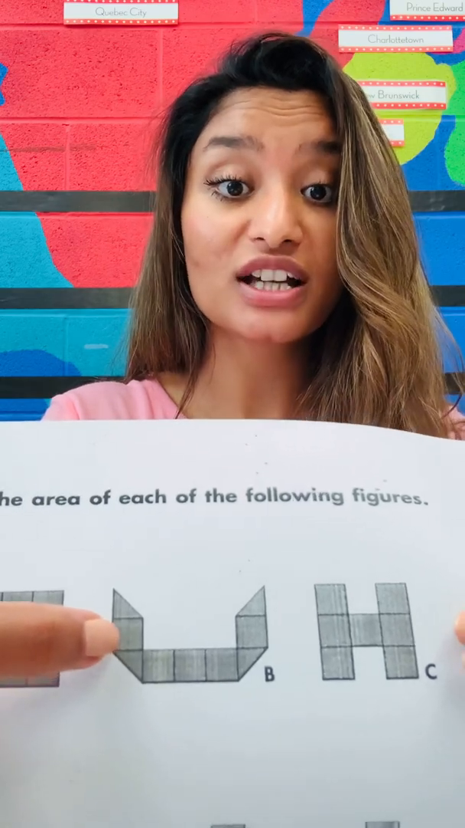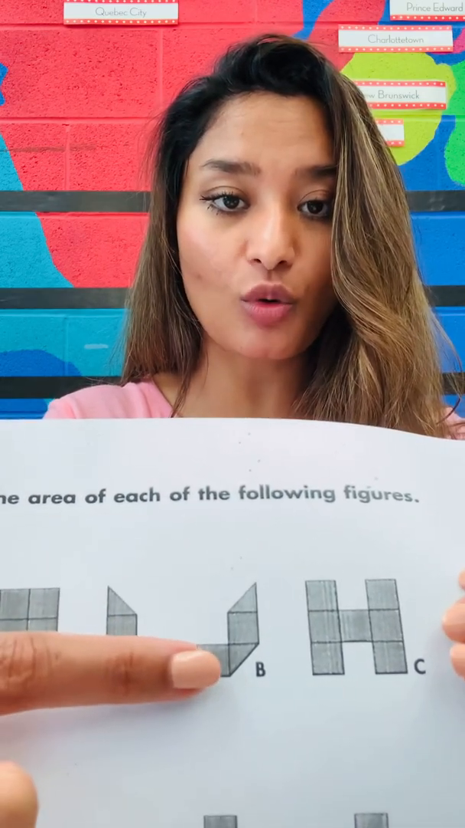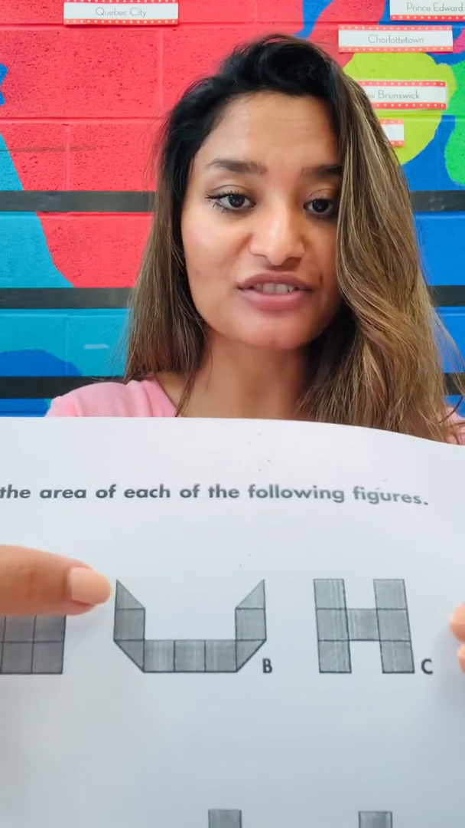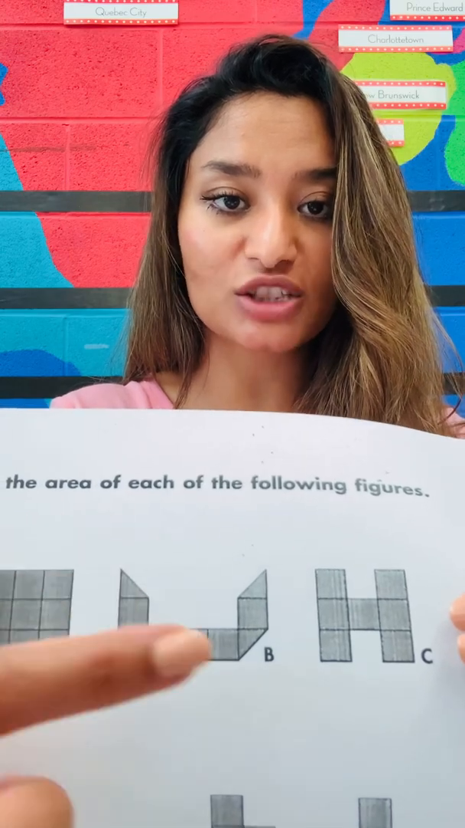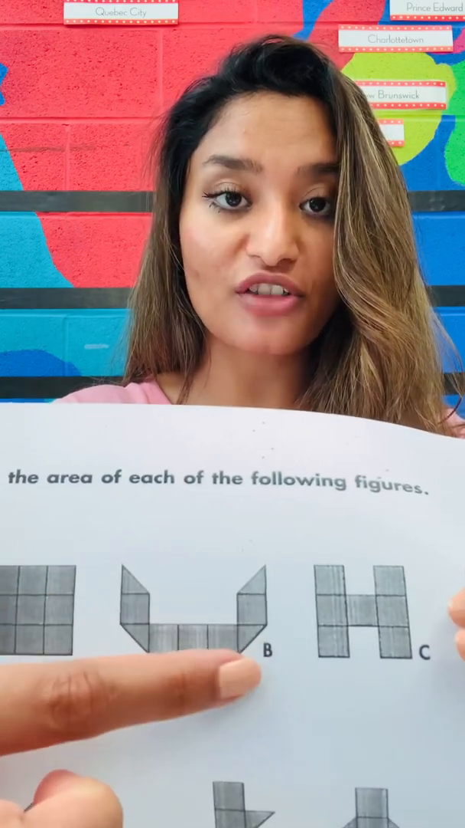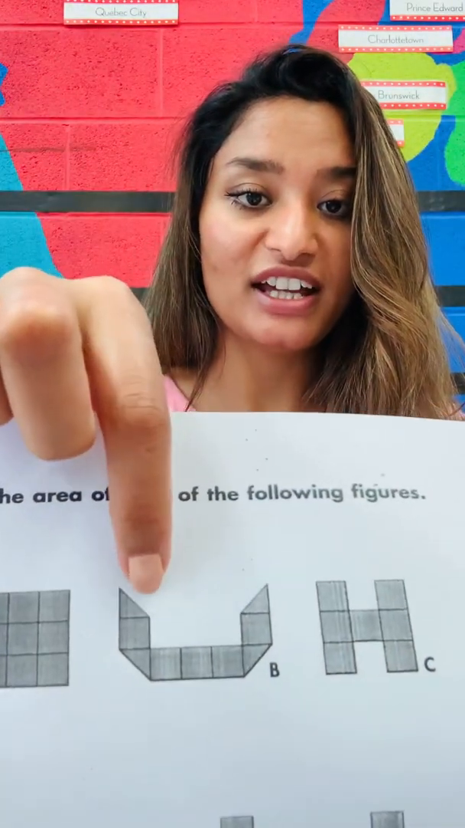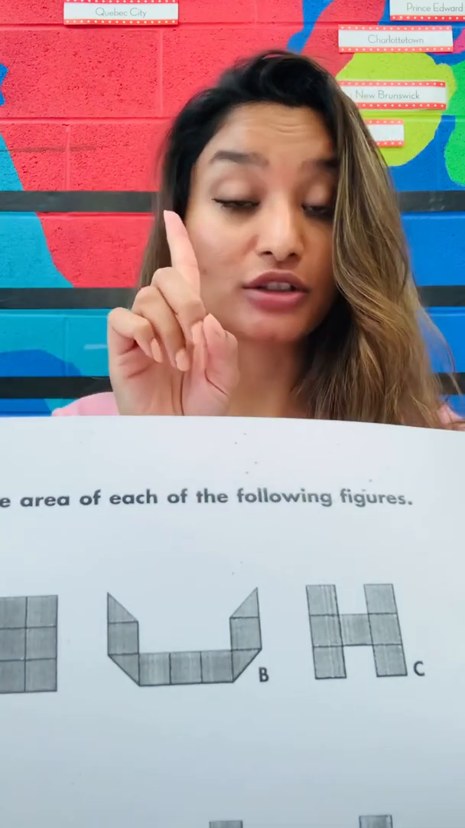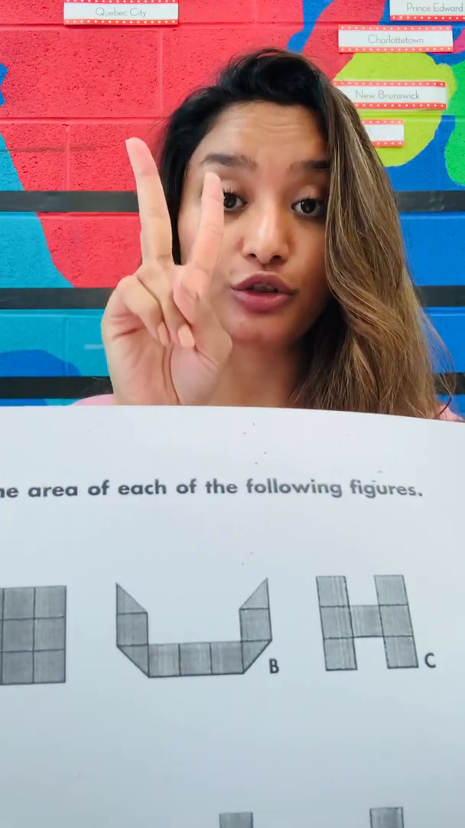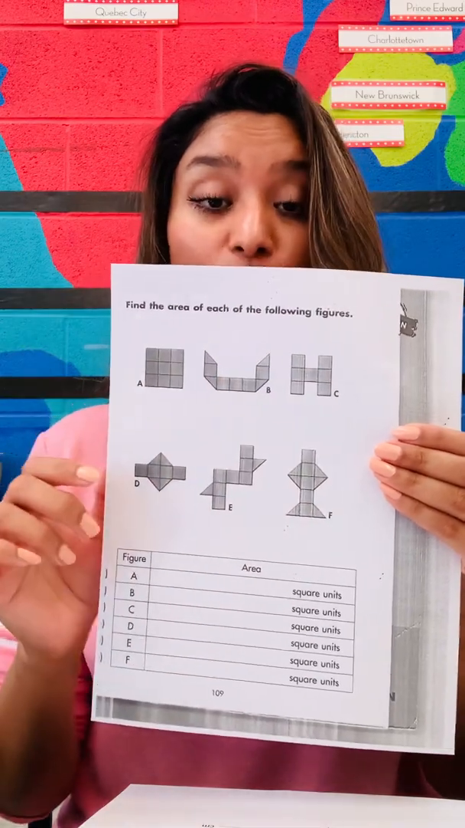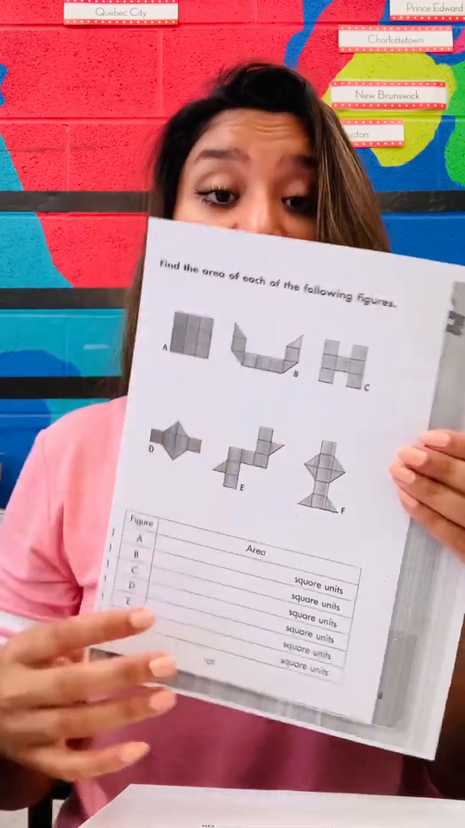You can count the whole squares first. So 1, 2, 3, 4, and 5. So there are 5 whole squares. Then look at your halves. 1, 2. That would give you 1 square. 1, 2. That would give you another square. So just remember, when you're counting the squares, remember to count the half squares not as 1, but as half. 2 halves will make 1 square. So that's all you have to do for this page. Count your squares properly. That's going to give you your area, as in how much space each figure is taking.